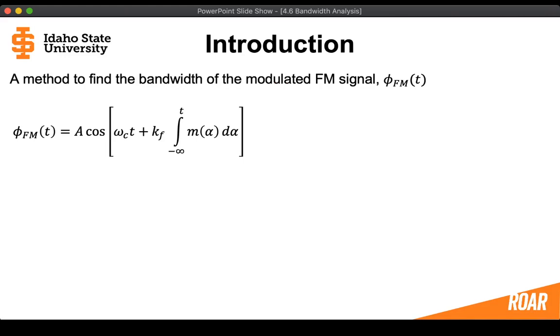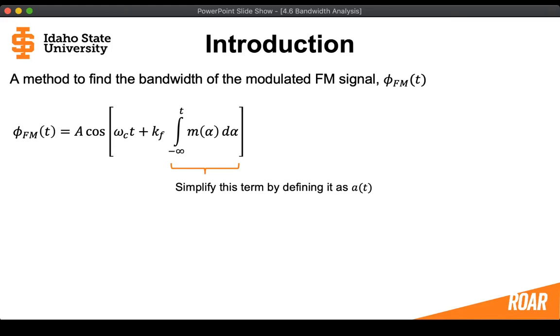Okay, so let's start by looking at the FM signal. And we'll say that the modulated FM signal is phi FM. So as we looked at in the previous chapter, phi FM is some fixed amplitude A multiplied by a cosine, and that cosine wave has a carrier frequency omega c multiplied by time. And then we have this other part that's the modulation, and that's some kf multiplied by this integral of the message that we want to send. So let's see if we can simplify this expression.